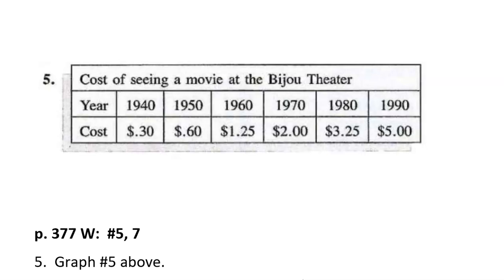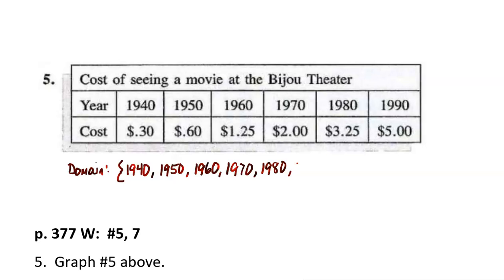Now, number 5, the same directions. The first thing we're asked for is, what's the domain of the correspondence? What are all of the items that are first in the chart? That would be the different years. So 1940, 1950, 1960, this list of items are the domain of the correspondence.